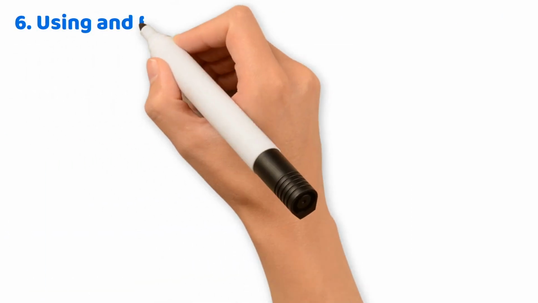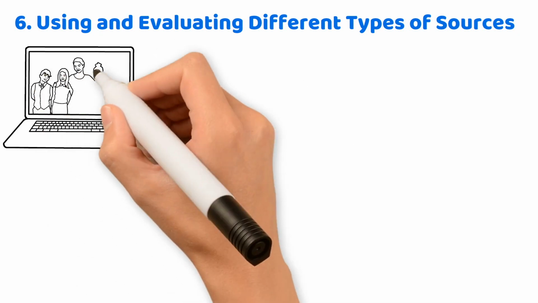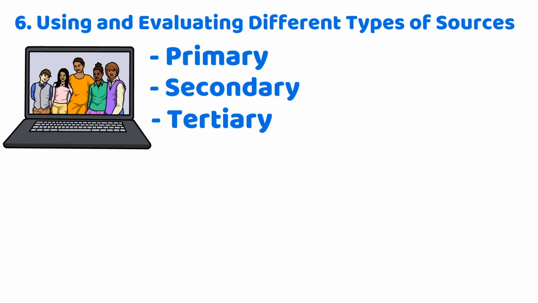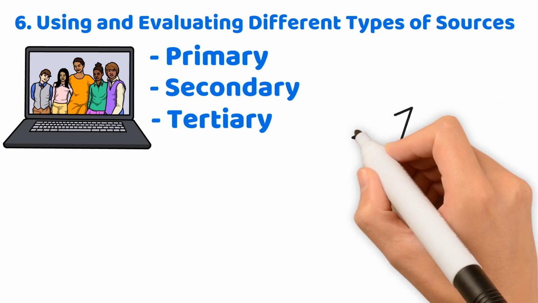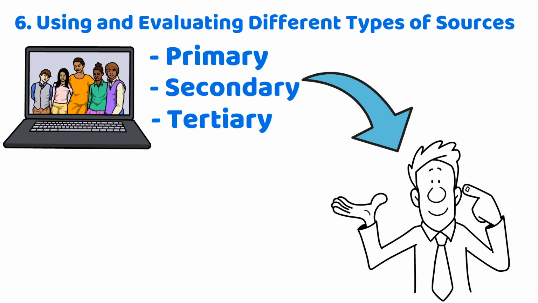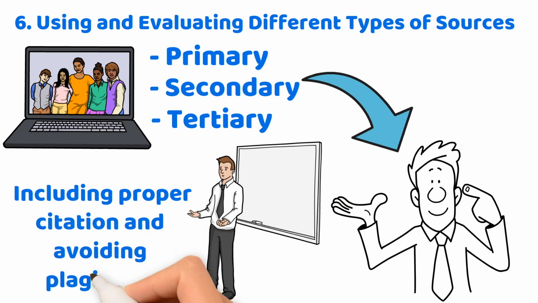6. Using and evaluating different types of sources. In social studies, using a variety of sources, such as primary, secondary, and tertiary sources, is fundamental. Each type has its specific use and requires a different approach to analysis. It's also important to teach ethical use of sources, including proper citation and avoiding plagiarism.